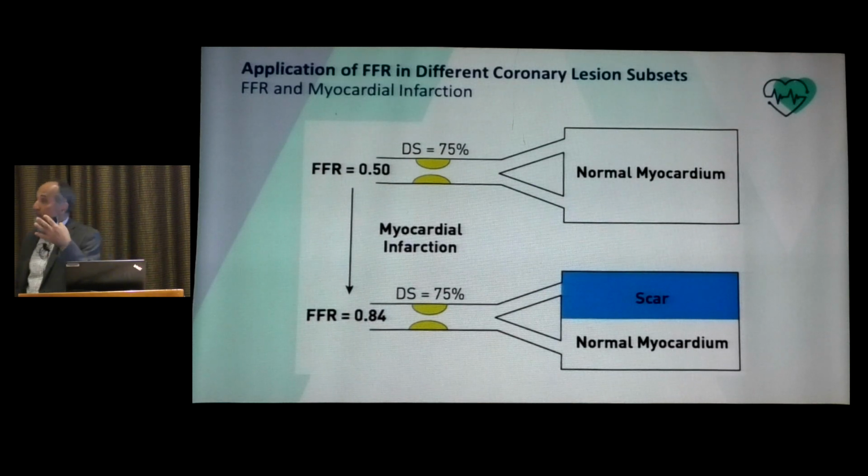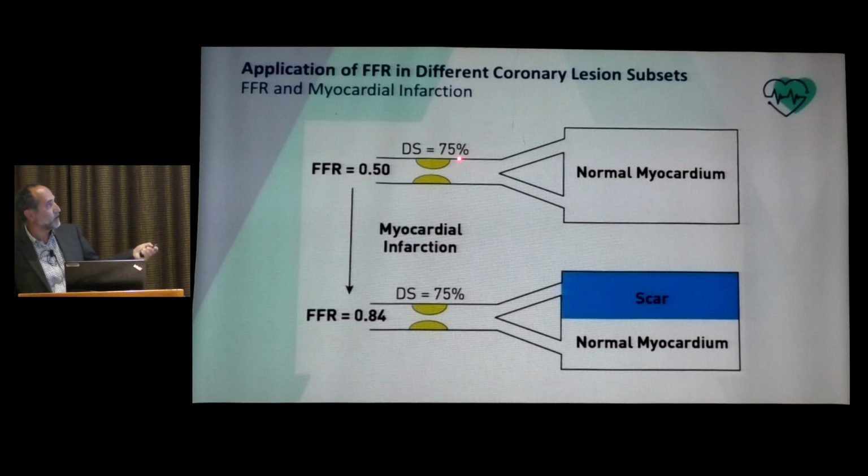Can we do FFR in an acute myocardial infarction patient? There is a problem. The FFR assessment depends on proximal flow, but also on distal flow and how much blood flow there is in the distal bed. So in the presence of scar tissue where there is no flow, the scar tissue will lead to underestimation of the severity of stenosis, because there is no flow, so there is no gradient.